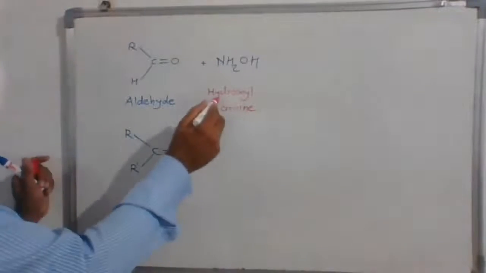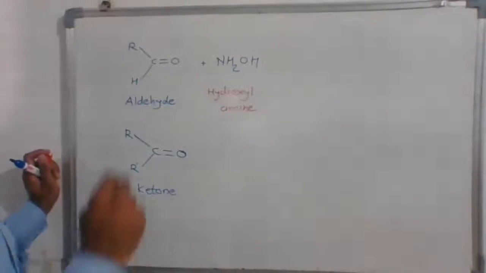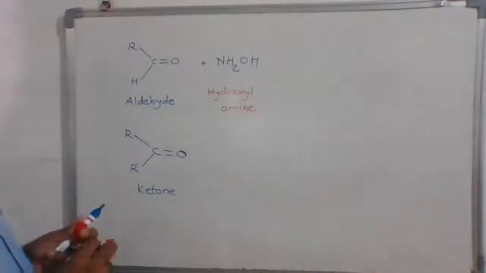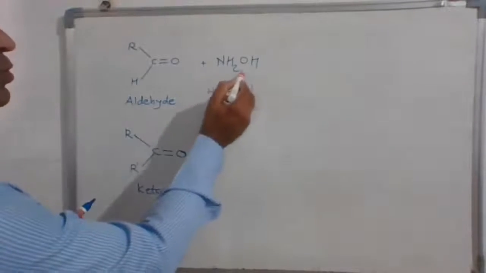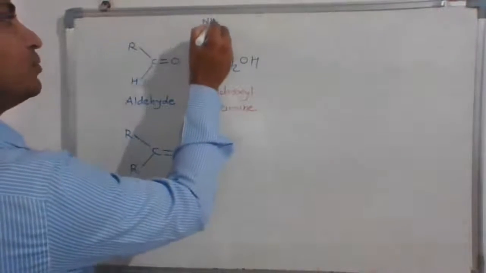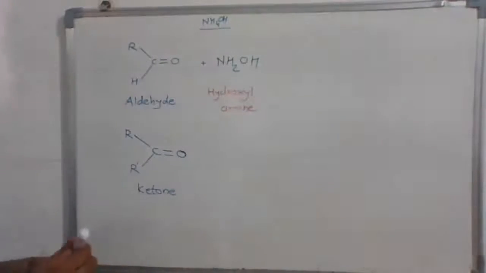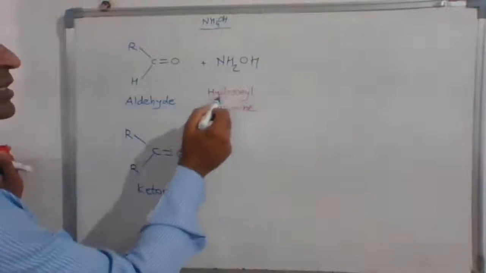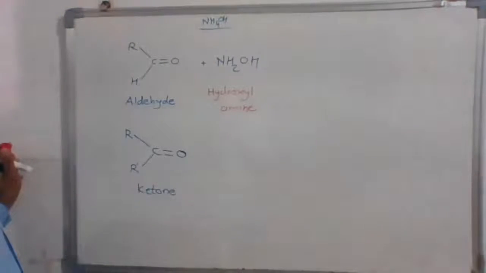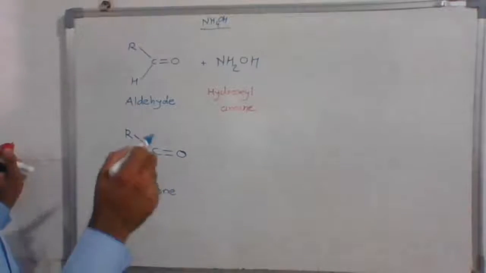You must remember this name. Many students confuse ammonium hydroxide and hydroxylamine. NH2OH is hydroxylamine. Ammonium hydroxide is NH4OH. Okay, this is different. NH4OH, ammonium hydroxide, is a different compound. NH2OH is hydroxylamine. Generally, it is available as hydroxylamine hydrochloride. Its hydrochloride salt is available.